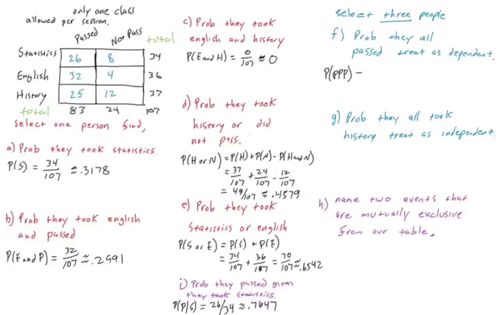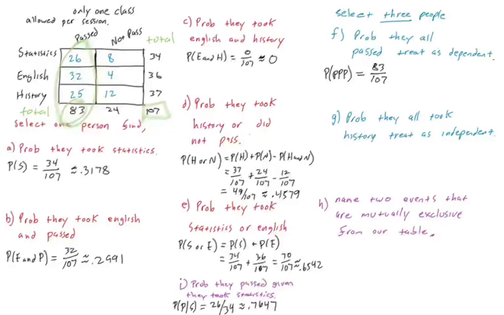Let's talk about the first person. Probability the first person passed is going to be 83 out of 107 here. So here's our pass. So 83 out of the grand 107. Okay. Now, since we're treating it as dependent, that person is thrown out of there now. So there's no longer 107 people. There's now going to be 106 people.